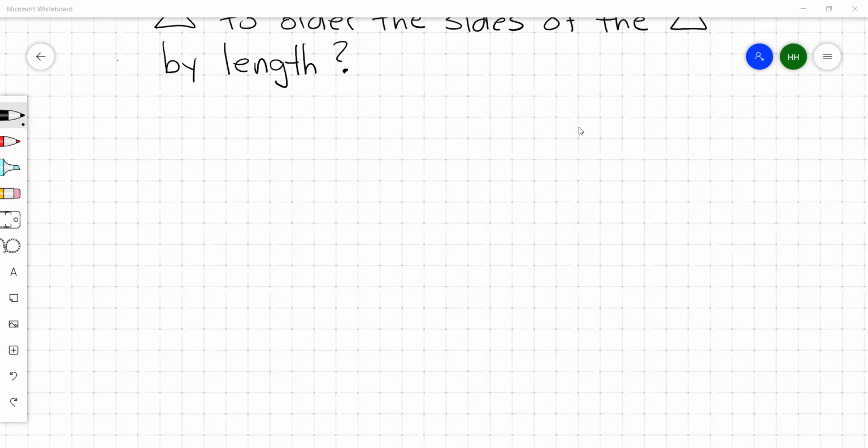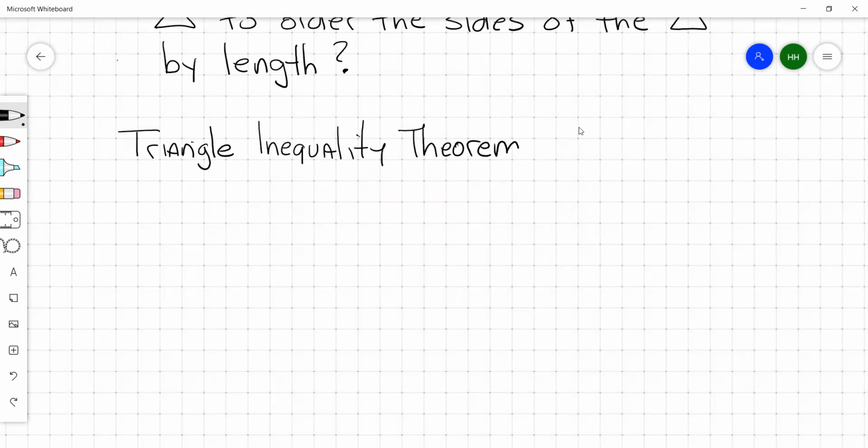Okay, today we're going to be talking about the triangle inequality theorem. The triangle inequality theorem.